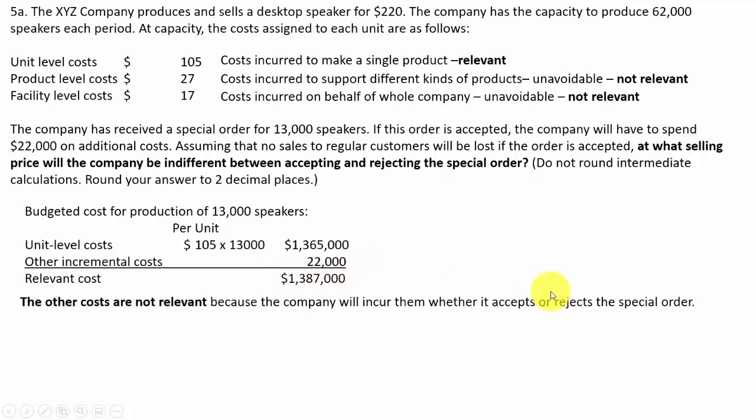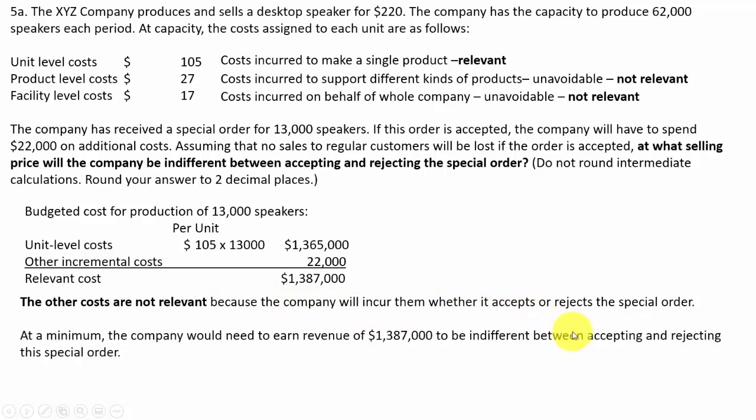And so the relevant cost in this situation is $1,387,000. Now, as I said earlier, the other costs are not relevant because the company will incur them whether they accept the order or not. So, at a minimum, the company would need to earn revenue of $1,387,000 to be indifferent to whether they accept or reject this special order.